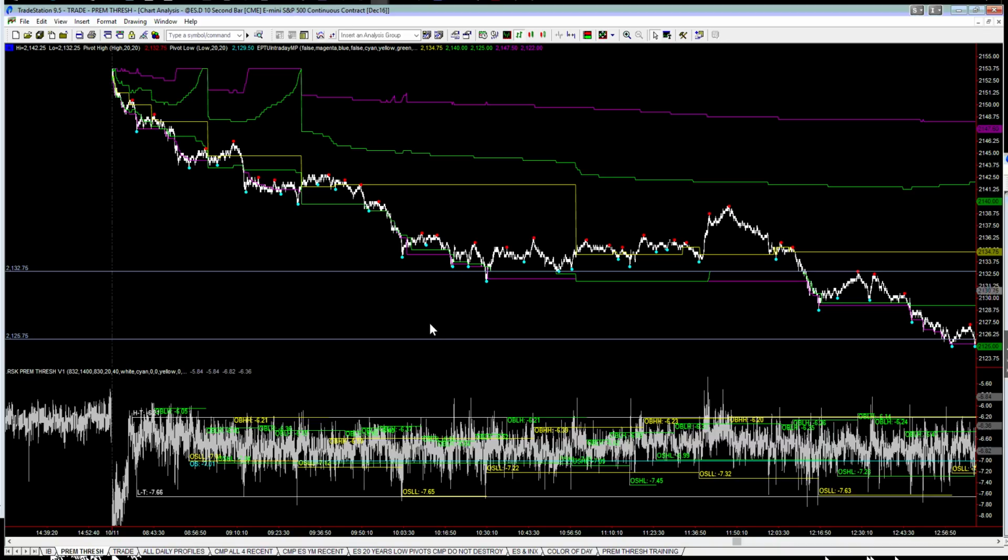Now, it kept on going down. Could you have anticipated where that was going to happen? And the answer again is yes. I'll show you how we can analyze this. Now, this is an oversold condition.